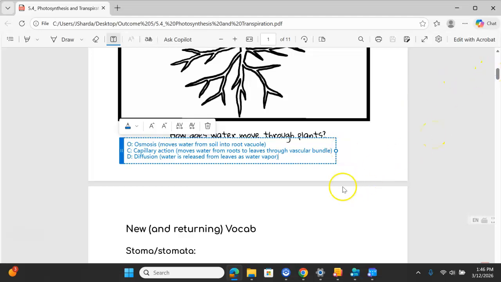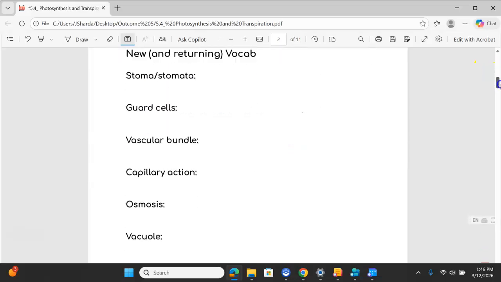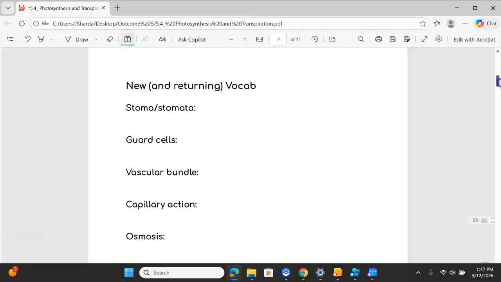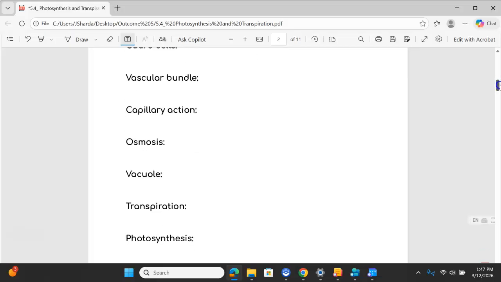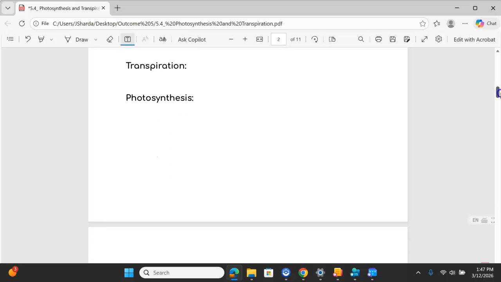All right, we have a bunch of new and returning vocabulary words. As these come up in the readings, go ahead and jot some notes down on your own. You can also use the almighty Google to look them up and see why they are coming up here. These first 3 are relatively new: stoma, stomata, plural, guard cells, and then vascular bundle. Capillary action has come up a few times. Osmosis just came up again. Vacuole, transpiration, and photosynthesis.